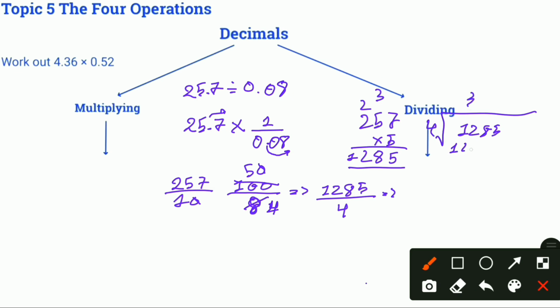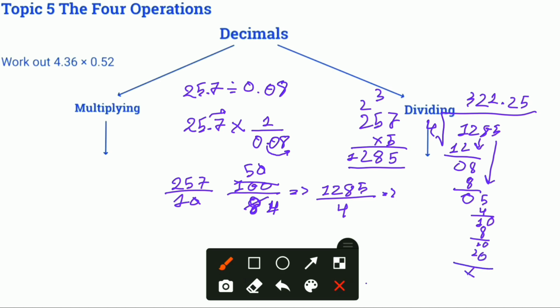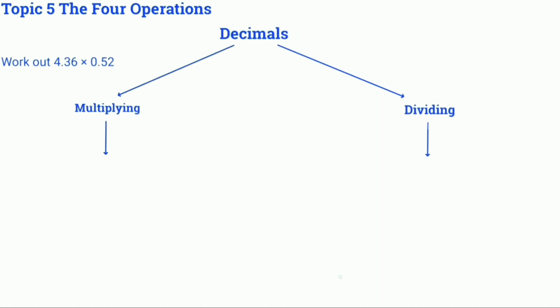4 3s are 12. Okay, 8 comes down, 4 2s are 8. Okay, 5 comes down, 4 1s are 4, 1, then put a point, then 4 2s are 8, 2, put a point, 20, then 4 5s are 20. So this is the answer, 321.25. This is how you divide. Decimals for multiplication and division, and division for decimals, is done.